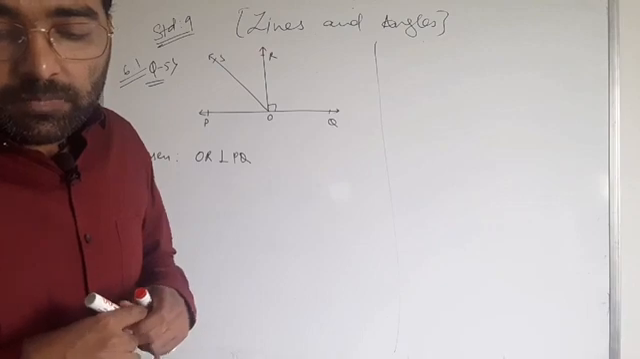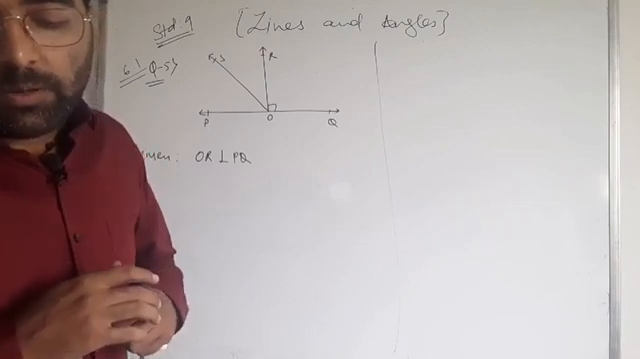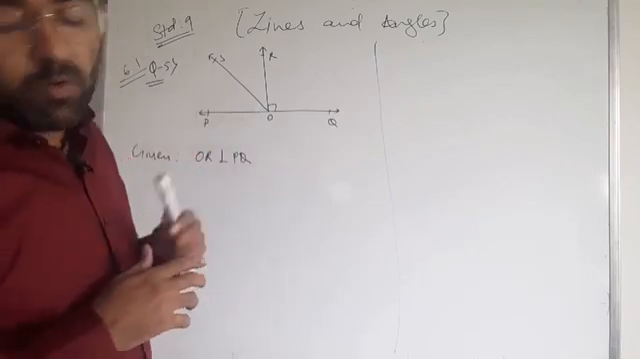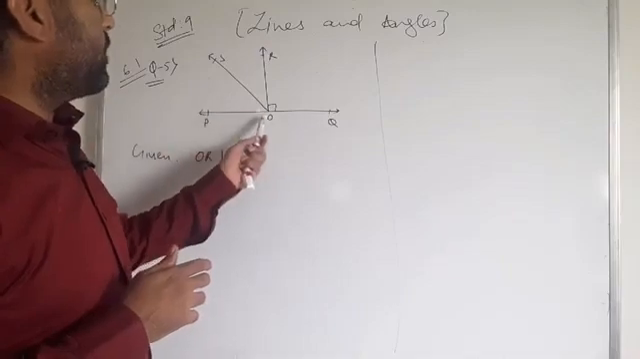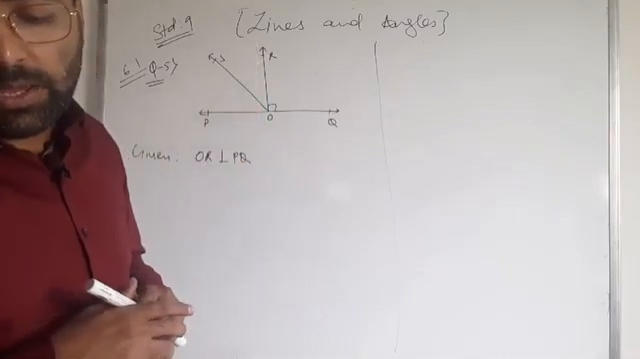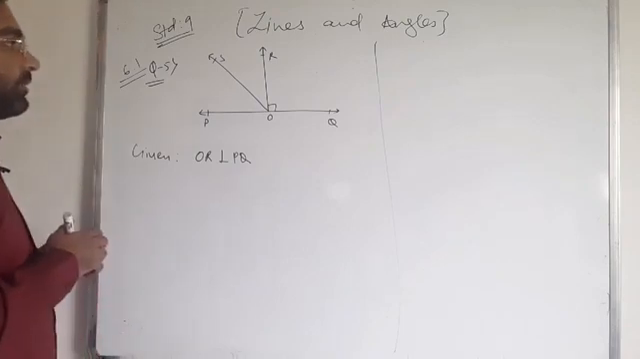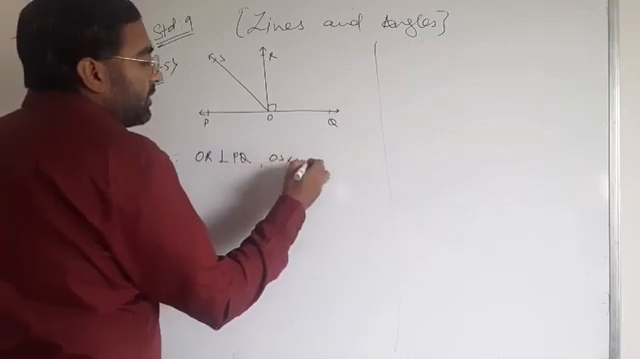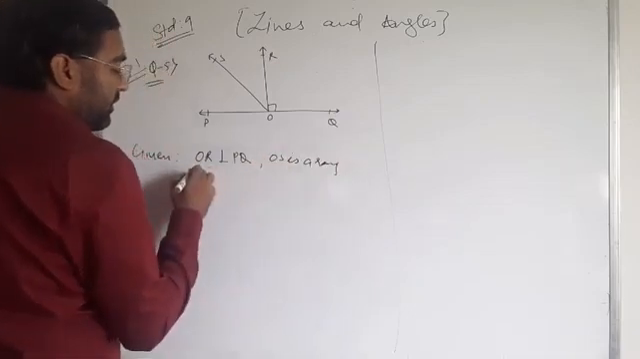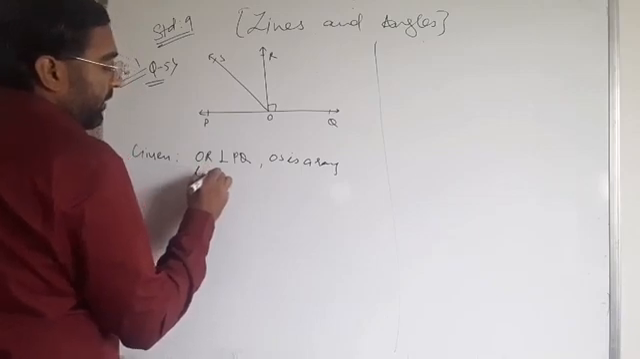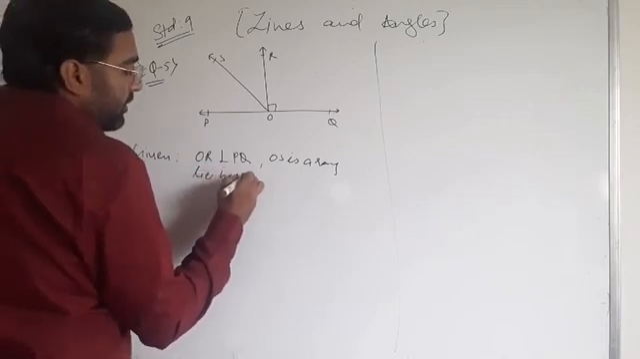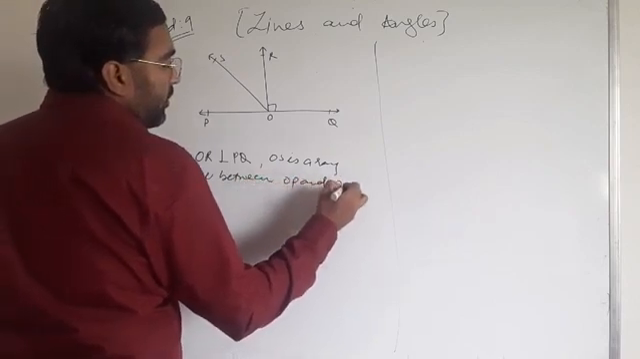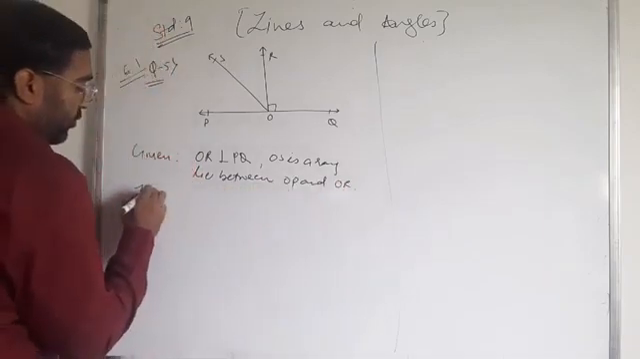OS is another ray lying between rays OP and OR. OS is another ray lying between OP and OR. So here we first write that OS is a ray lying between OP and OR. Now we have to prove.